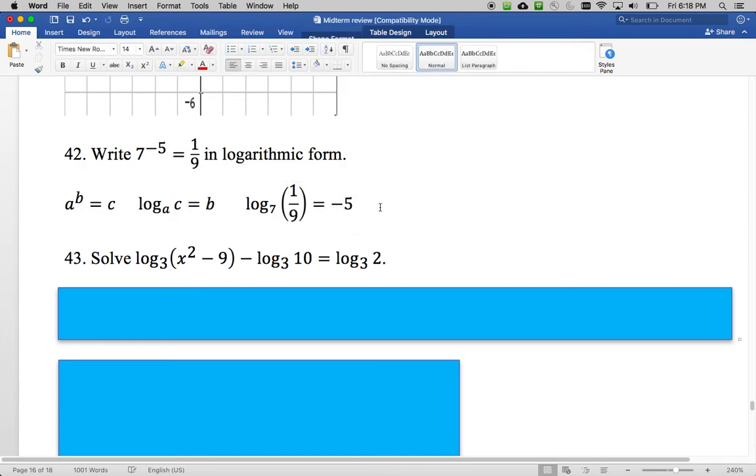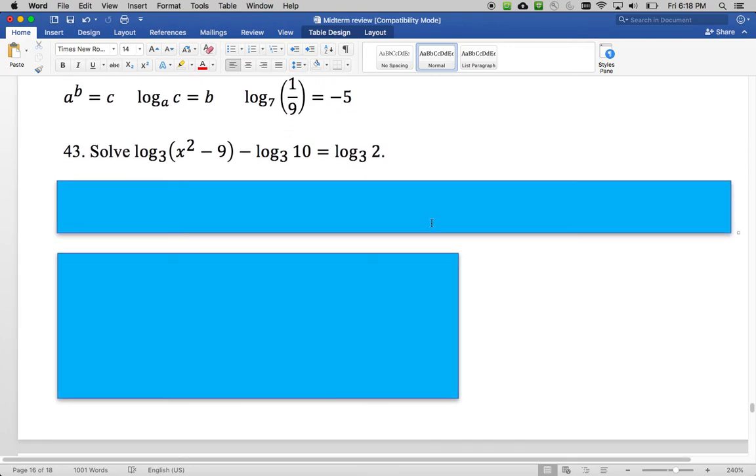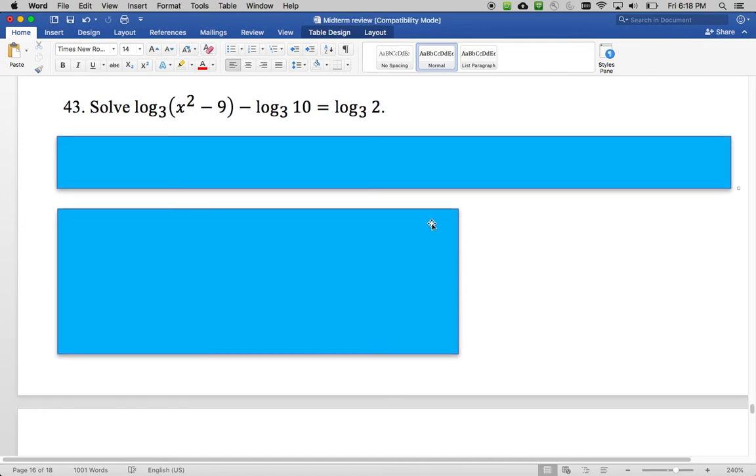Okay? And what's funny is a lot of times these type of questions don't actually equal what it is, because I just randomly picked these numbers. I'm pretty sure the log base 7 of 1/9 is not -5, but just FYI. All right, moving on.